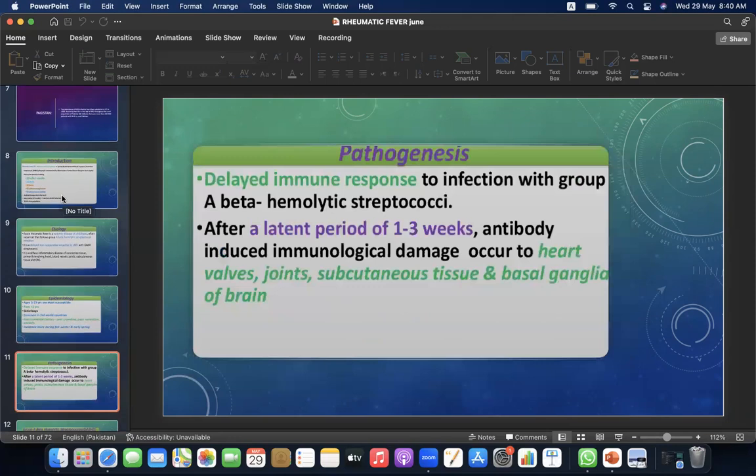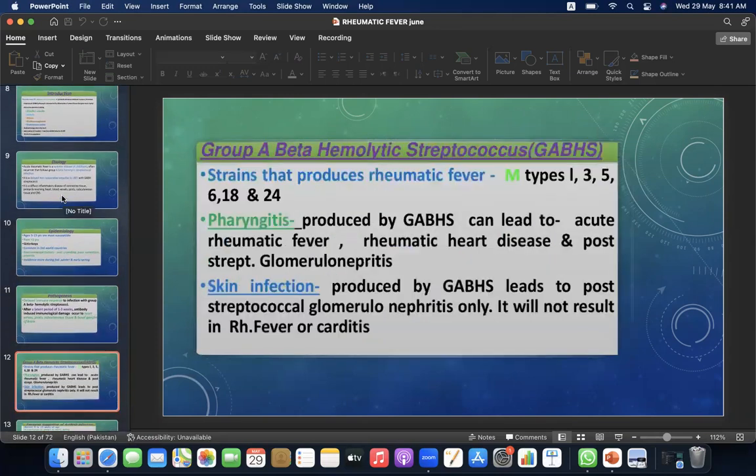Pathogenesis. Delayed immune response to infection with group A beta hemolytic streptococci. After a latent period of 1 to 3 weeks, antibody-induced immunological damage occurs to heart, valves, joints, subcutaneous tissue, and basal ganglia of the brain.